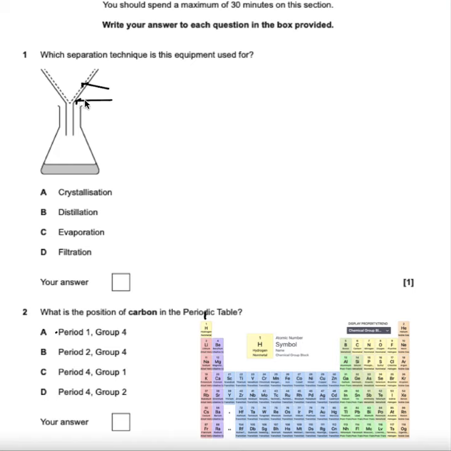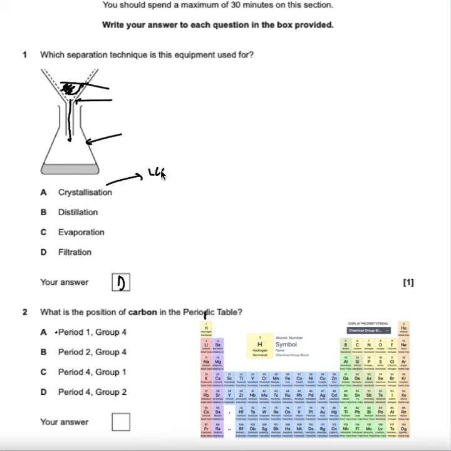and this is a filter funnel, and this is a conical flask. You would put in your sample over here, the solid mixed with the liquid, and the liquid can flow through and is collected over here. So it's filtered into the conical flask, whereas the solid remains in the funnel and the filter paper, and therefore this is called filtration.